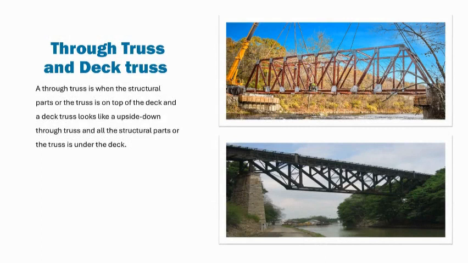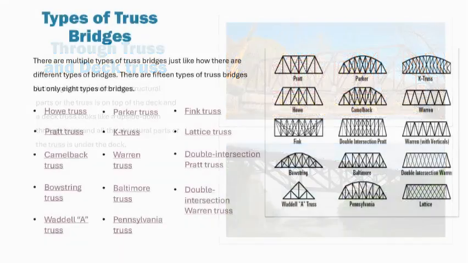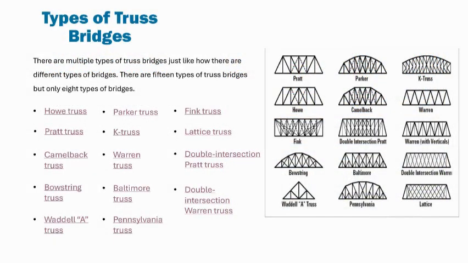A through truss is when the structural part or the truss is on top of the deck, and a deck truss looks like an upside down through truss, and all the structural parts or the truss is under the deck. There are multiple types of truss bridges, just like how there are different types of bridges. There are 15 types of truss bridges, but only 8 types of bridges.